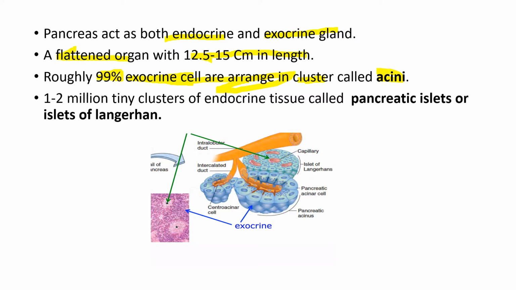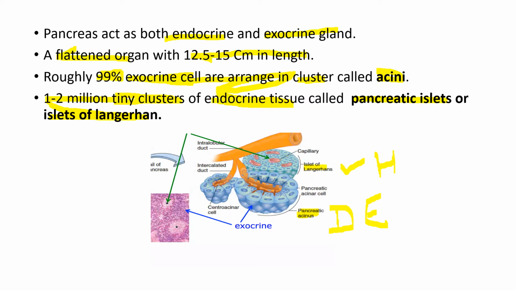And 1 to 2 million are the endocrine tissue, and these are tiny clusters, known as pancreatic islets or islets of Langerhans. You see in the diagram, it is the islets of Langerhans, and it is a pancreatic acinus. The islets of Langerhans are responsible for secreting hormones, and the pancreatic acini are responsible for the secretion of digestive enzymes.